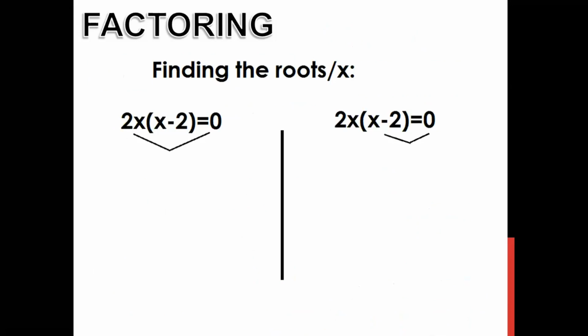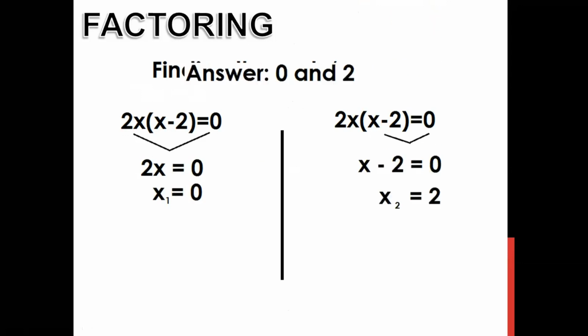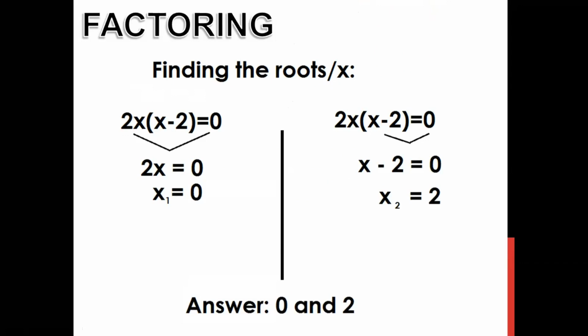So, finding the roots. If we have a variable here, then 0 is already a root of our equation. So 2x is equal to 0, which means x is equal to 0. Then the next one is x minus 2 is equal to 0. Transpose the negative 2, so we get the positive 2. So our answer is 0 and 2.